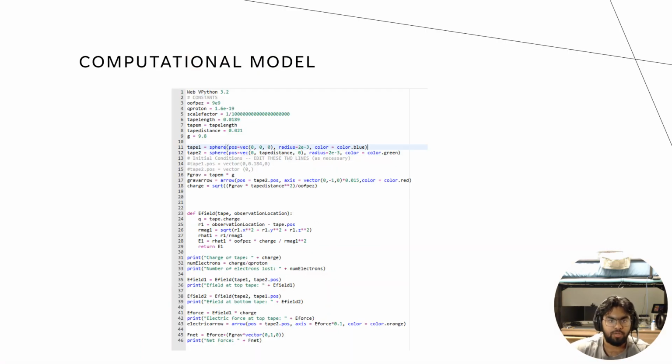Here's the computational model that I used. Basically, you see the constants at the top. We have the two tapes defined next, then gravity and the charge that we solve for, then finding the electric field, and then all of our print statements and solving for the last stuff like the net force, the electric force, and all of that.